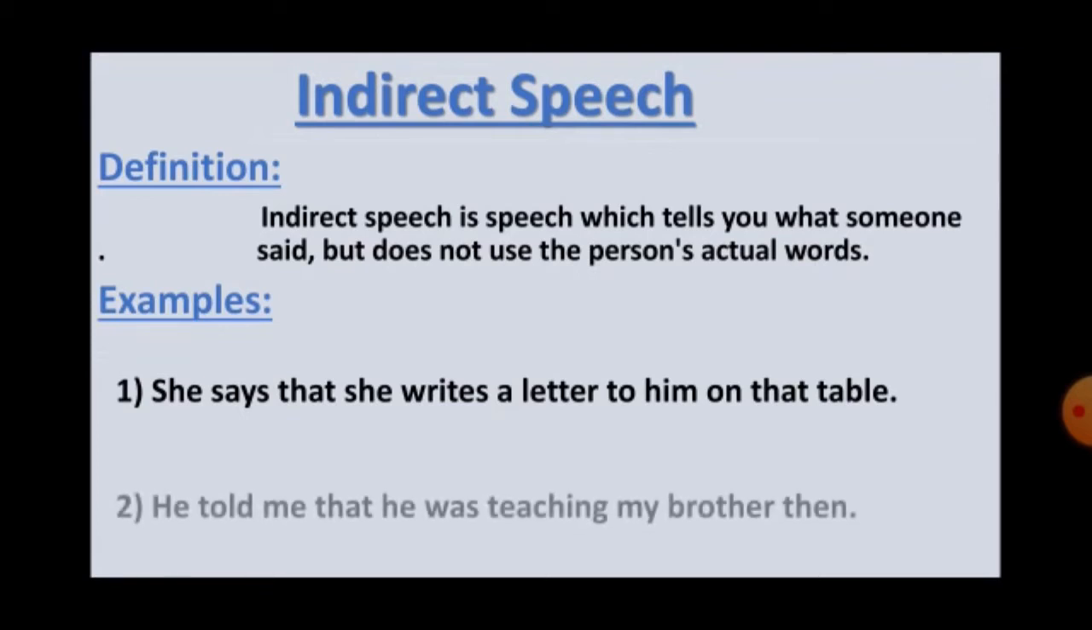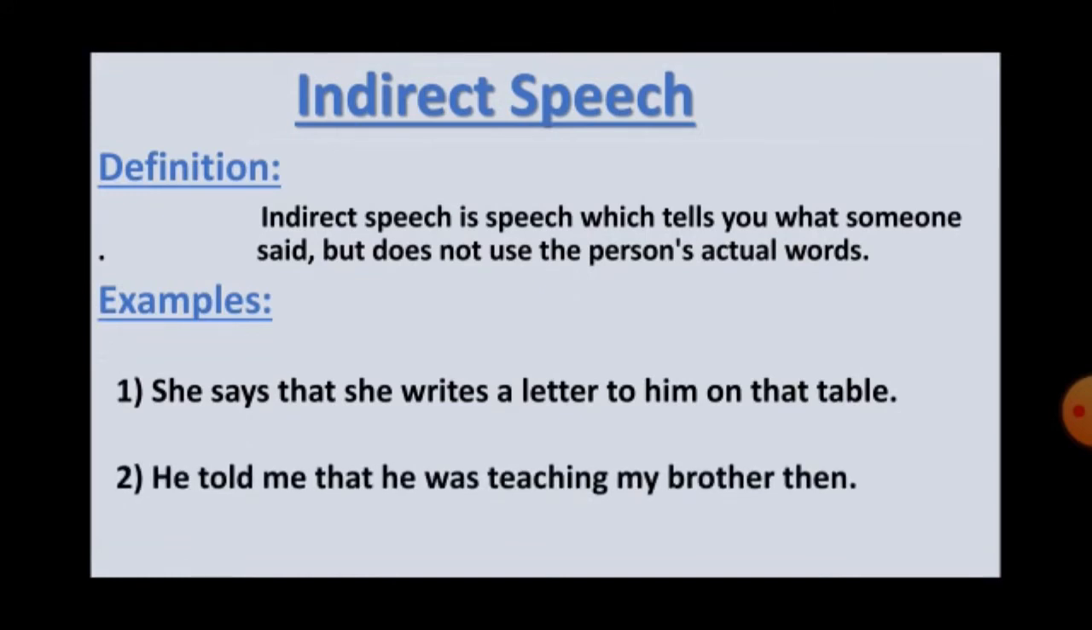And here comes the next: He told me that he was teaching my brother then. This is also those words which were spoken previously, but now conveyed in a different way. So it means that we give the same message but in different words.